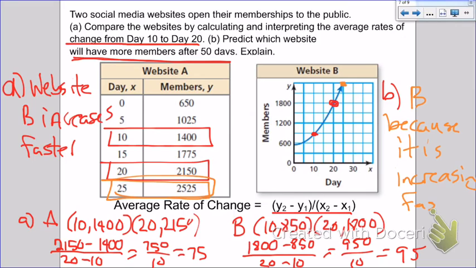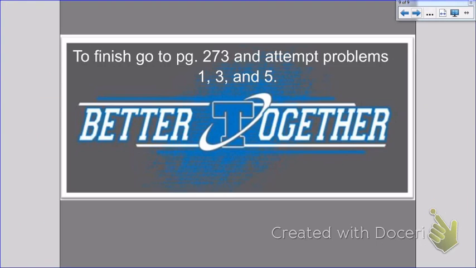Alright, so there's our few examples. We learned how to check to see whether it's quadratic, linear, or exponential based on a graph, based on a chart, and then we looked at a little bit of data here. What I'd like you to do, please, if you could look at your journal, go ahead and go to page 273, you're probably already on it, and see if you can do numbers 1, 3, and 5.